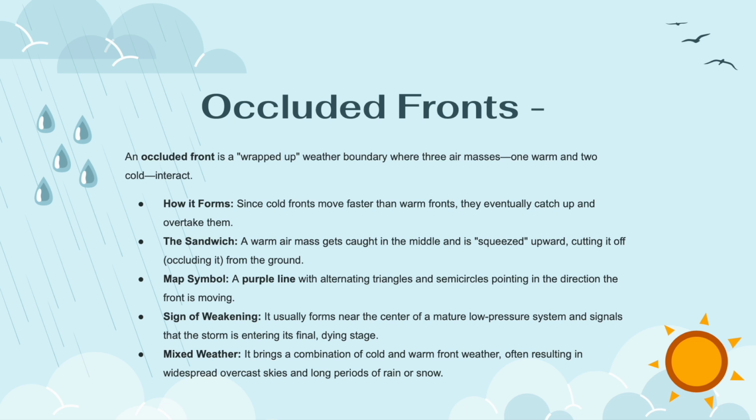It usually forms near the center of a mature low pressure system and signals that the storm is entering its final dying stage. It brings a combination of cold and warm front weather, often resulting in widespread overcast skies and long periods of rain or snow.